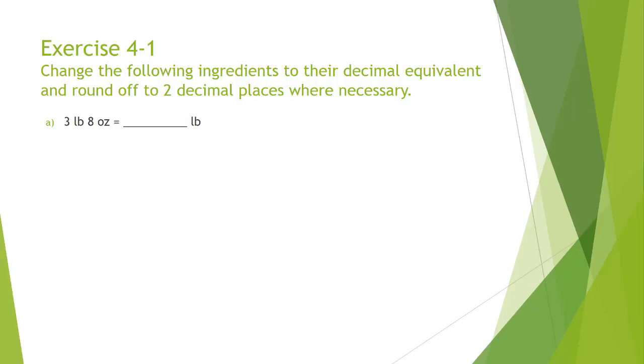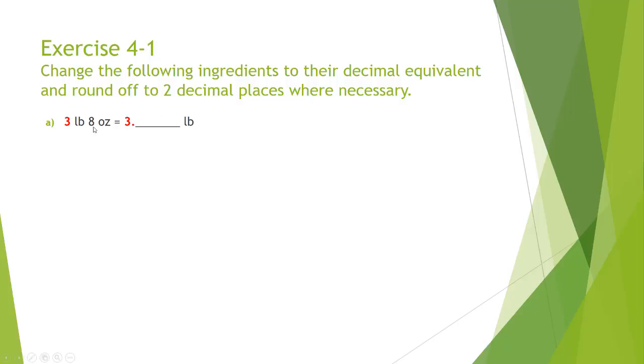Let's take a look at our first example. We have 3 pounds and 8 ounces. We want to convert this into its decimal equivalent in pounds. And as we've been talking about in class, if we have 3 whole pounds over here, we will always have 3 whole pounds in our final answer. Anything on the left side of the decimal point is a whole number. Now we have to deal with the 8 ounces.